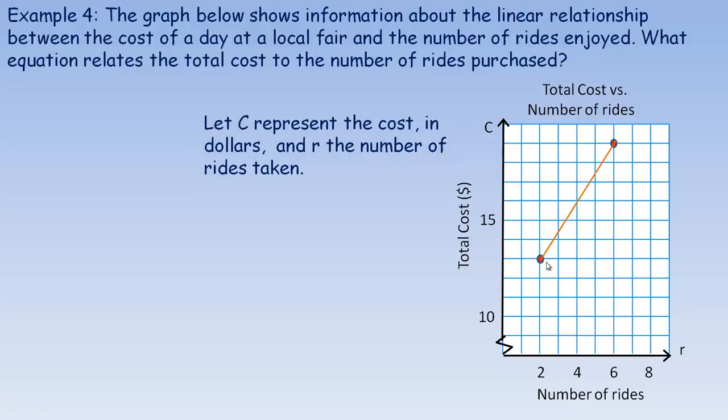So let's join these 2 points. Actually, it's a good idea to look at the units here. So 1, 2, 3, 4, each of these blocks is 1 ride. Okay, 8 rides, 9 rides. And on the vertical axis, notice there's a break in the graph. From 10 to 15, there's 5 blocks there. So 10, 11, 12, 13, 14, 15. So vertically, each of these blocks is also $1. Okay, so the scale is 1 on each axis.